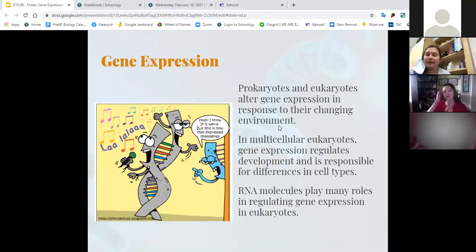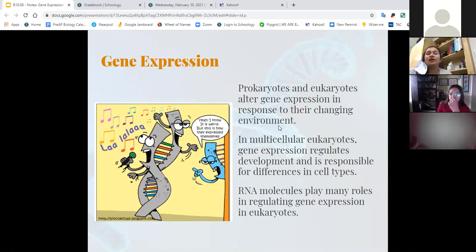Prokaryotes, which are bacteria cells, and eukaryotes, which are animals, plants, fungi, and protists, are going to alter their gene expression in response to their environment. So sometimes their genes are going to code differently depending on the temperature, depending on the acidity in the air, depending on all those environmental factors.